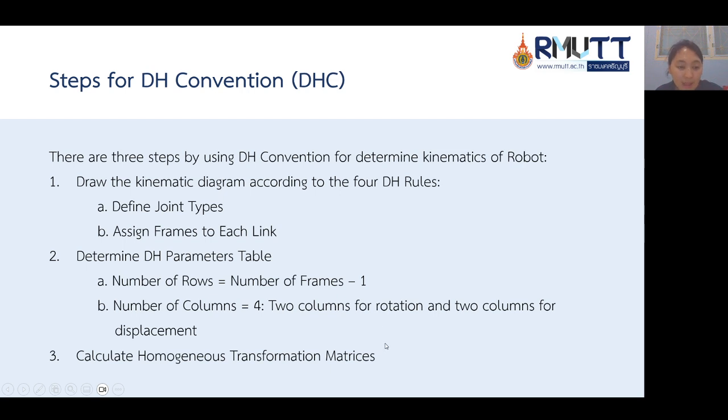And then the second step is to determine the DH parameter table. There are 4 parameters, and in this step, the number of rows is equal to the number of frames minus 1, or previous. And the number of columns is 4: 2 columns for rotation and 2 columns for displacement. And the third step is to calculate the homogeneous transformation matrix.